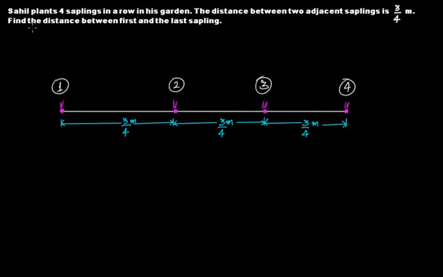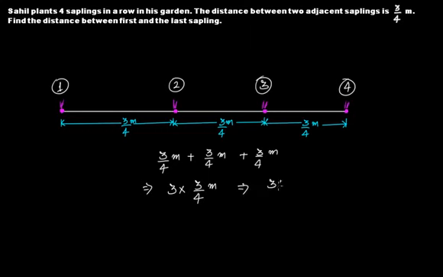Now what's being asked is the distance between the first and the last, that is the fourth sapling. So we know that in order to reach from this sapling to this sapling, you'll first cover this 3 by 4 meter, again 3 by 4 meter, and again 3 by 4 meter. That is 3 by 4 meter plus 3 by 4 meter plus 3 by 4 meter. That is 3 times 3 by 4 meter, because we have 3 times this 3 by 4.